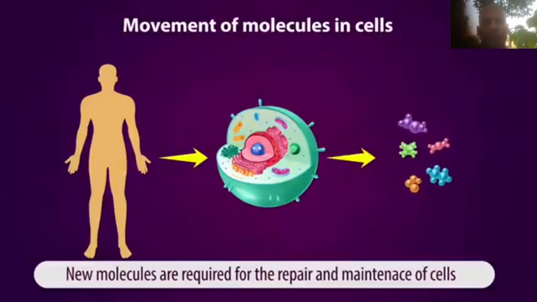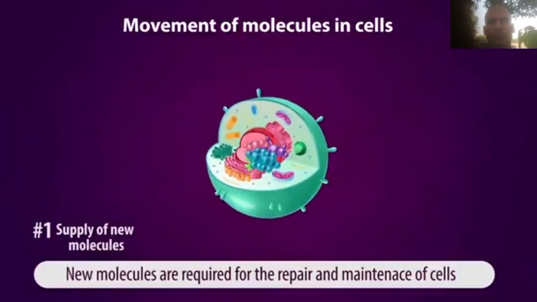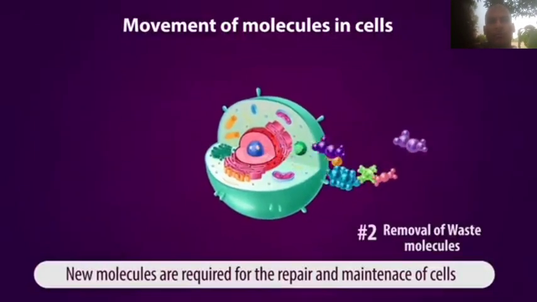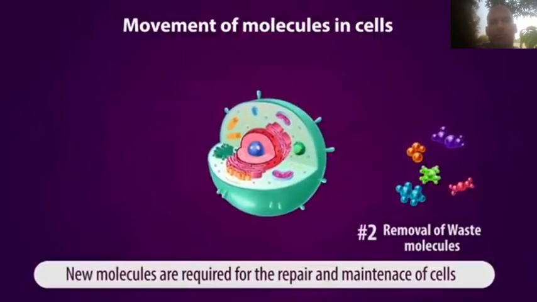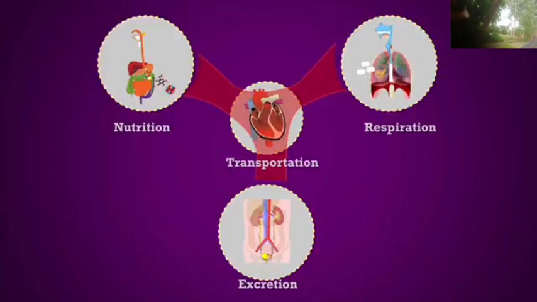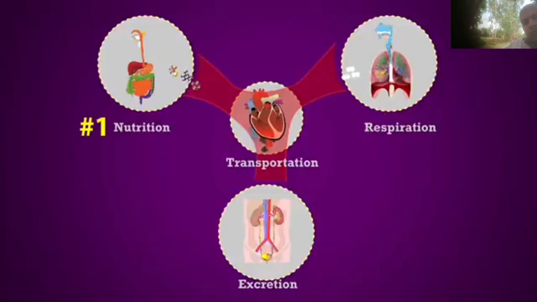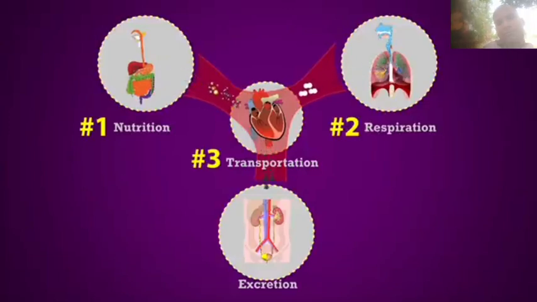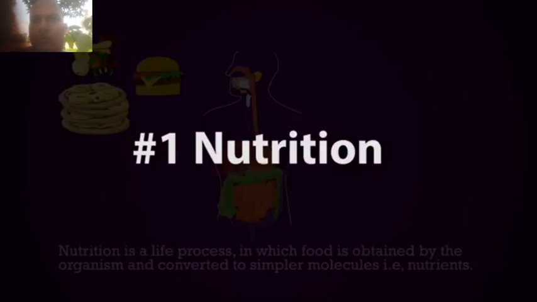To keep a cell alive, it needs to be maintained well and repaired from time to time. For this repair and maintenance, two things are to be done. 1. Supply of new materials, and 2. Removal of waste and unwanted materials from the cells. These two tasks are achieved by life processes. In this chapter, we will learn about 4 important life processes. They are 1. Nutrition, 2. Respiration, 3. Transportation, and 4. Excretion.